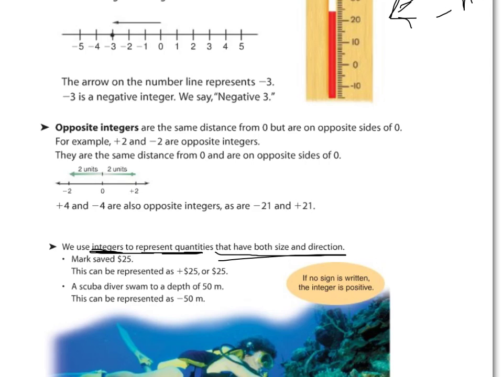So let's take a look at a couple of examples here. Mark saved $25. He saved it. He's got it. So that's plus $25 or just 25. We don't need that sign. A scuba diver swam to a depth of 50 meters. That's 50 meters below water level. So that would be represented as negative 50 meters. Always think of it whether or not it's below something or above something. If it's above, it's probably positive. If it's below something, it's negative.